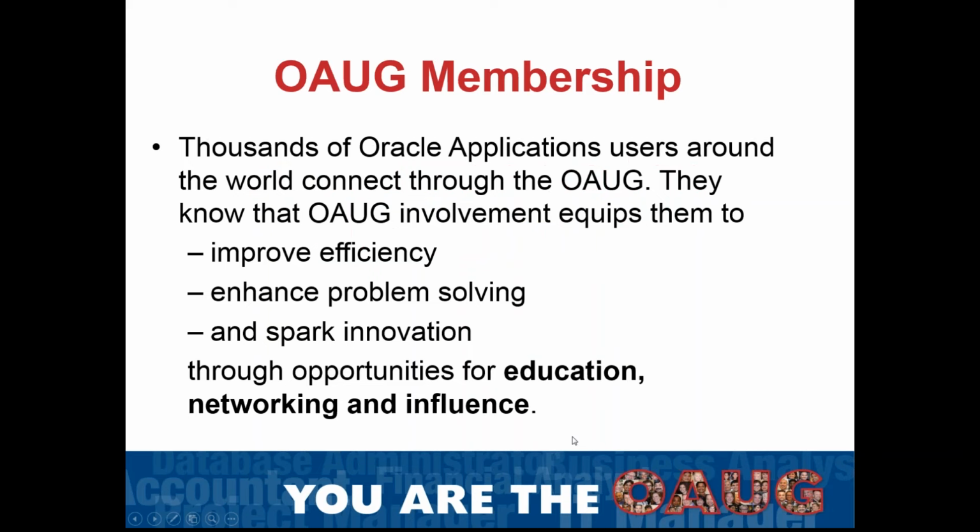We like to start with just a quick overview of what we do here at the Oracle Application Users Group. We are an international users group. We serve thousands of members all over the world, and we are working to connect you with each other and the information that you need to be successful. We do this by focusing on three main things: education, networking, and influence.